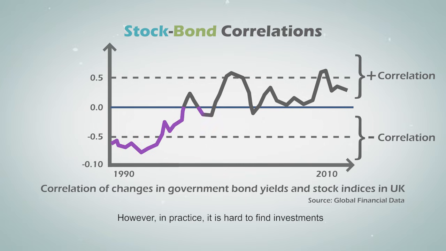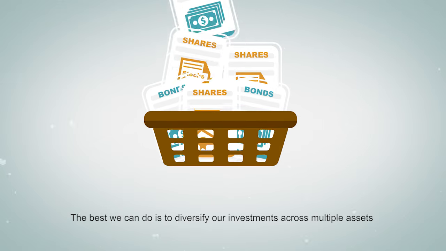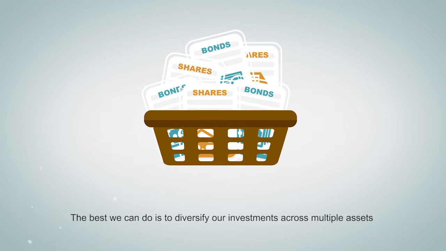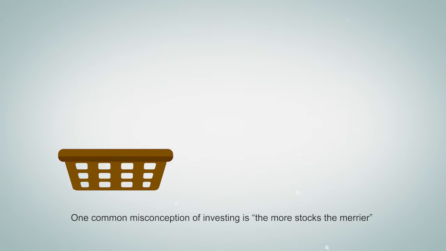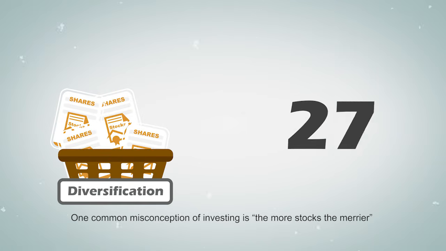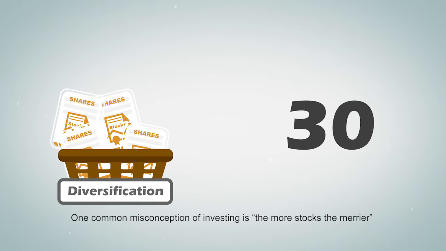However, in practice, it is hard to find investments that are always negatively correlated. Even bonds have shown positive correlations with stocks during certain periods and in recent years. The best we can do is to diversify our investments across multiple assets or asset classes that are least positively correlated. One common misconception of investing is the more stocks, the merrier.